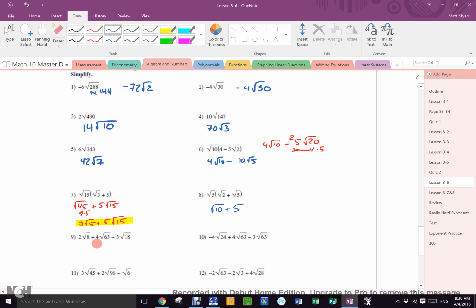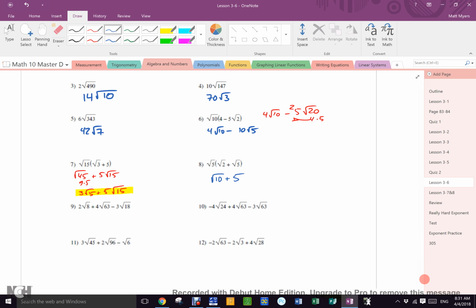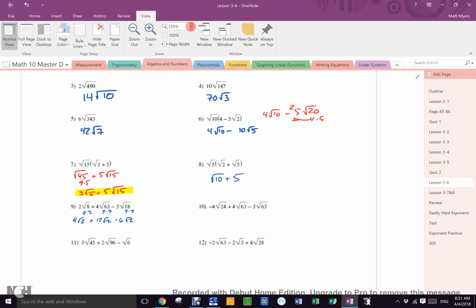What do you got to do with number 9? Can you add those up right now? No, so what do you got to do? Simplify, simplify, simplify. 4 times 2, so that's 4 root 2. 9 times 7, so that's 12 root 7. 9 times 2, so that's minus 6 root 2. Now, can any of that go together? The root 2's can go together.